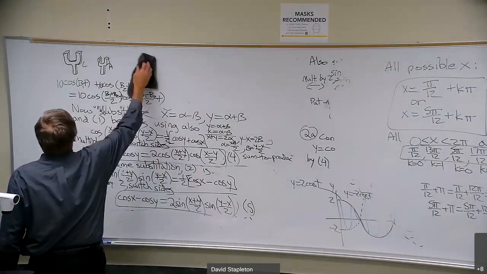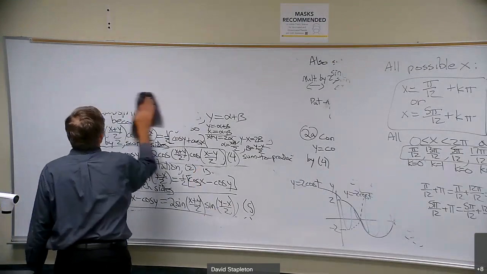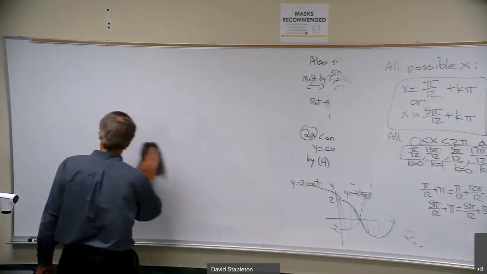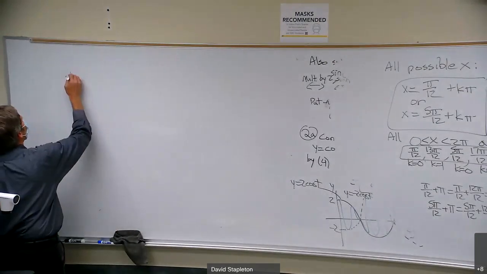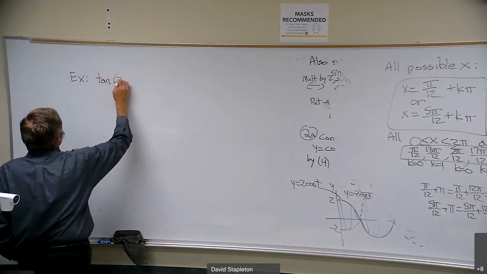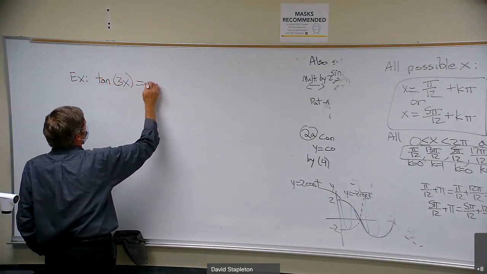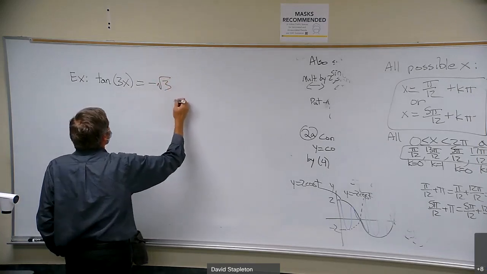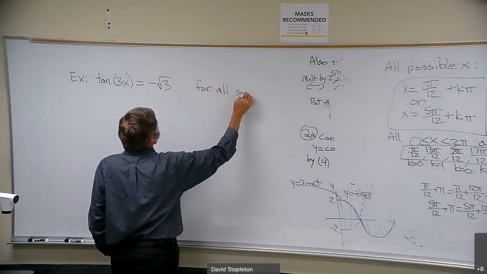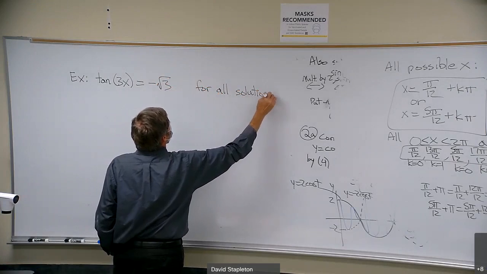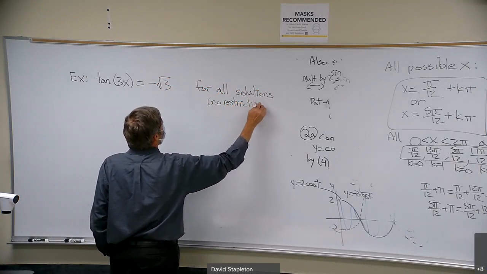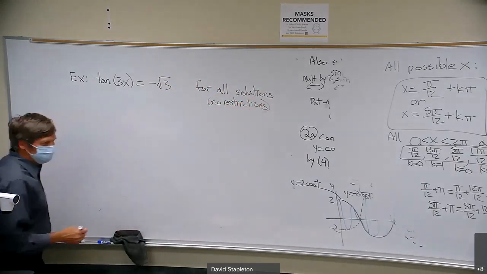All right, so let's try a little harder one. What if I did tangent, right? Let's try solving tangent 3x equals minus square root 3. And let's say for all solutions this time, I won't restrict x. At least I'll make that part easier.